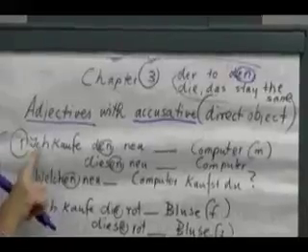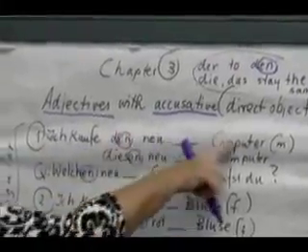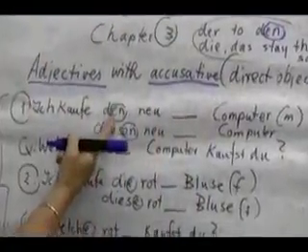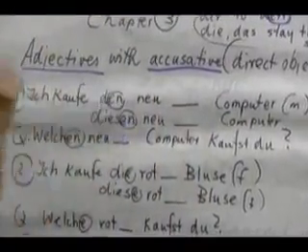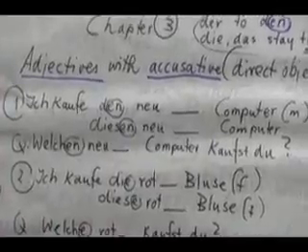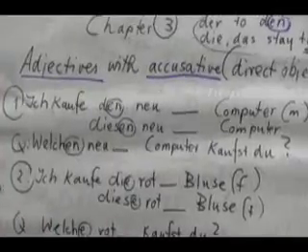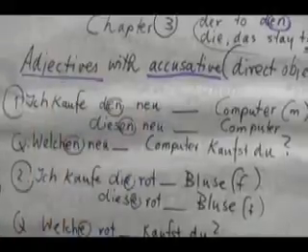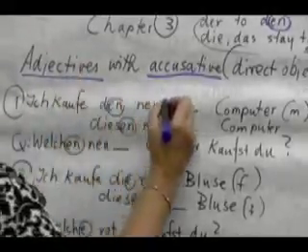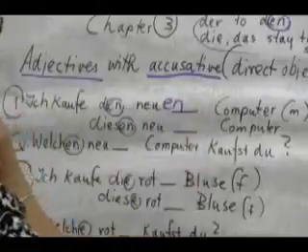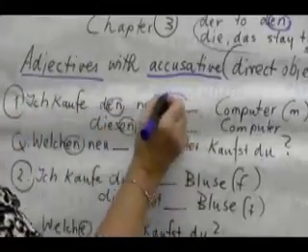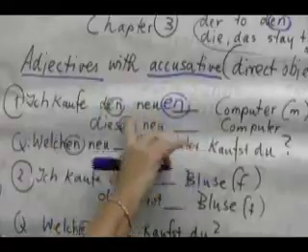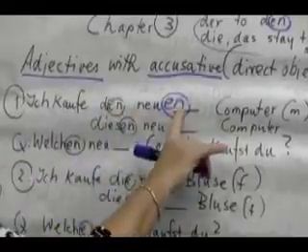So here we go. Ich kaufe den Computer. Computer is a masculine noun. That's why the der had to change to den, right? Now we are adding an adjective. We are talking about a new computer. What do you think the ending on the adjective might be? If you say en, you are correct. Wir kaufen den neuen Computer. So den and the adjective ending picks up the same ending that den has.